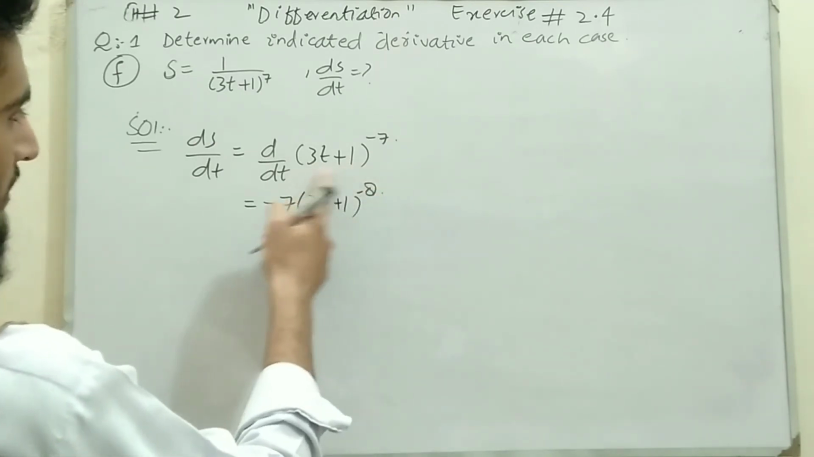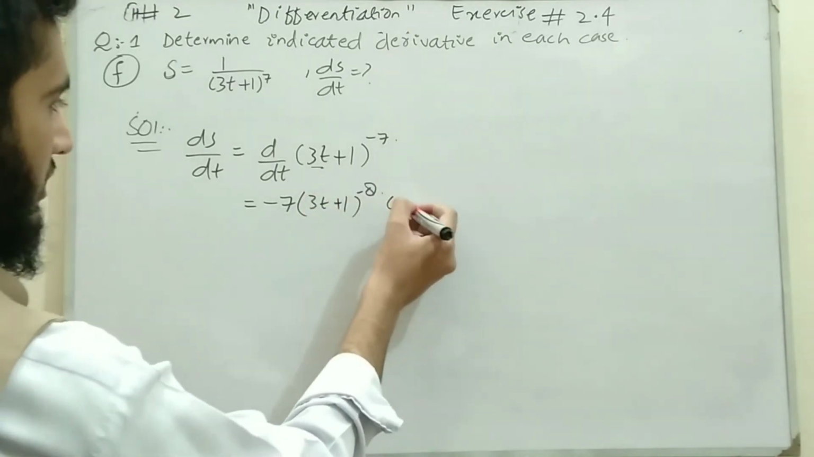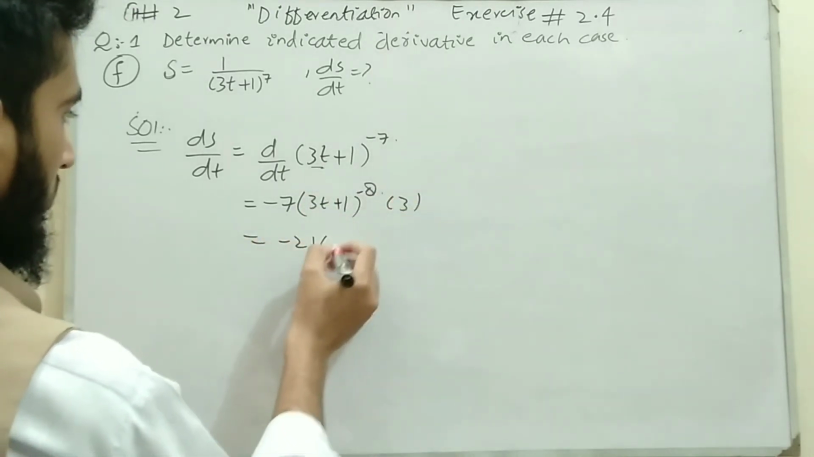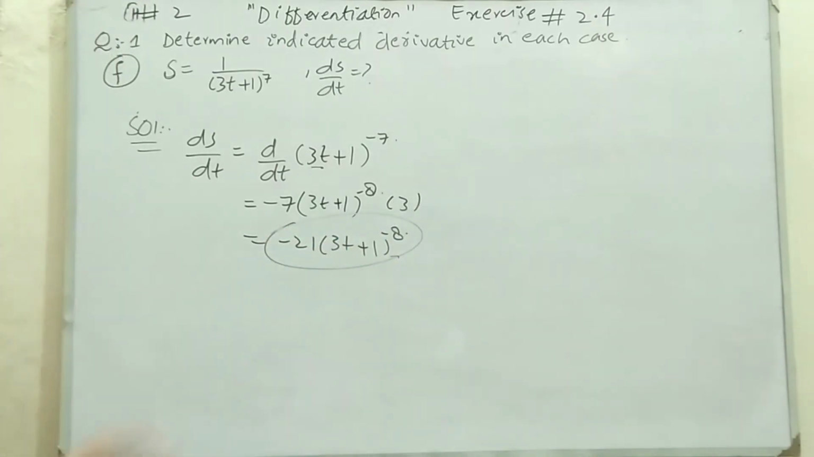And also take the derivative of this inner function. So the derivative of 1 is 0 and the derivative of 3t is just 3. So it becomes minus 21 times 3t plus 1 whole raised to power minus 8. This is the required derivative.